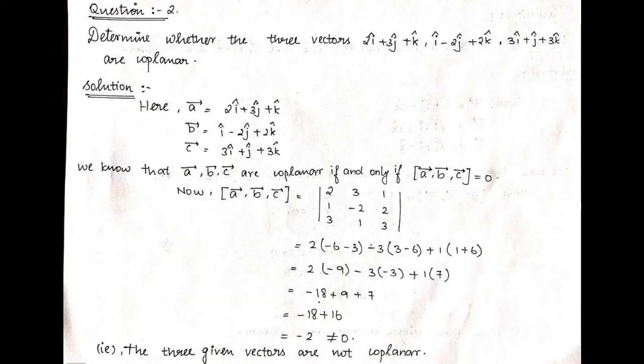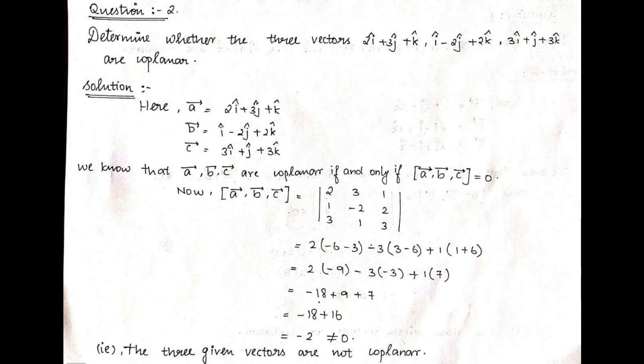Okay, let us discuss about the second question. Determine whether the three vectors 2i vector plus 3j vector plus k vector, i vector minus 2j vector plus 2k vector, 3i vector plus j vector plus 3k vector are coplanar. Let us discuss about the solution. Here a vector is equal to 2i vector plus 3j vector plus k vector, b vector is equal to i vector minus 2j vector plus 2k vector, c vector is equal to 3i vector plus j vector plus 3k vector.